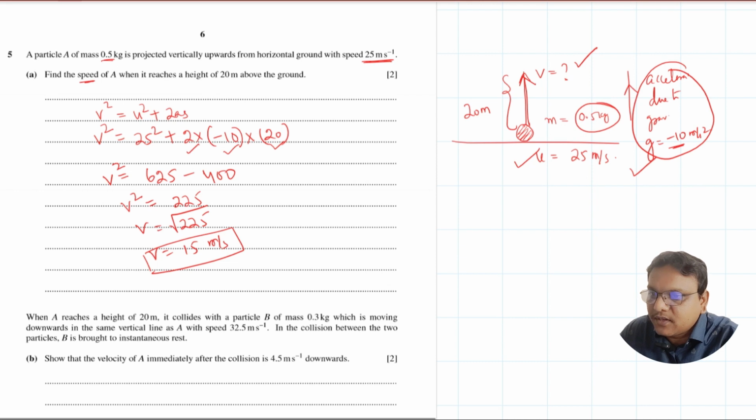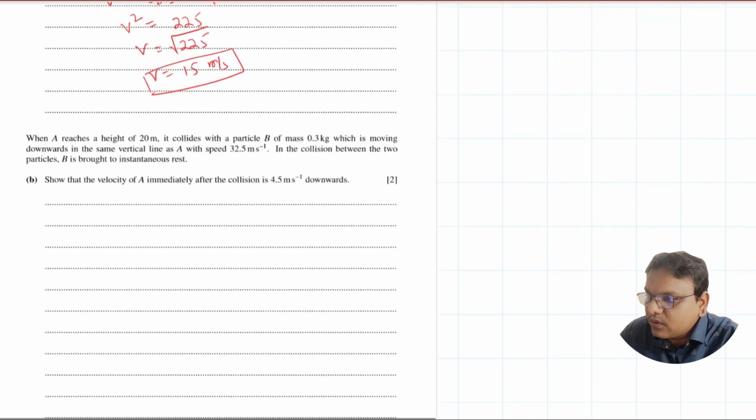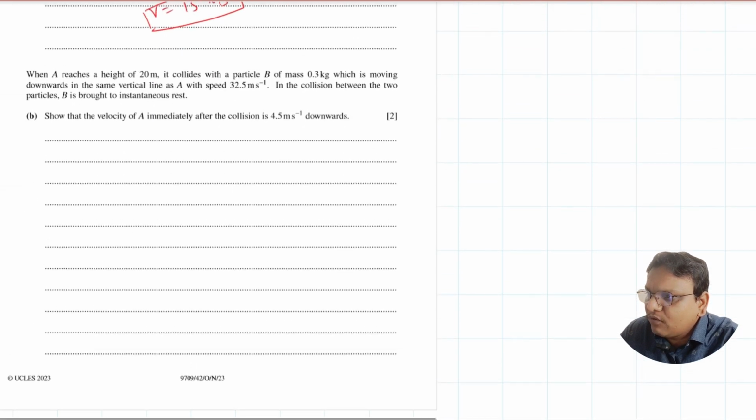Now moving to the next bit of this. The next part says, when it reaches a height of 20 meter, it collides with a particle B of mass 0.3 kg, which is moving downwards in the same vertical line at a speed that is given as 32.5 meter per second. In the collision between the two particles, B is brought to instantaneous rest. Show that the velocity of A immediately after the collision is 4 meter per second downwards.